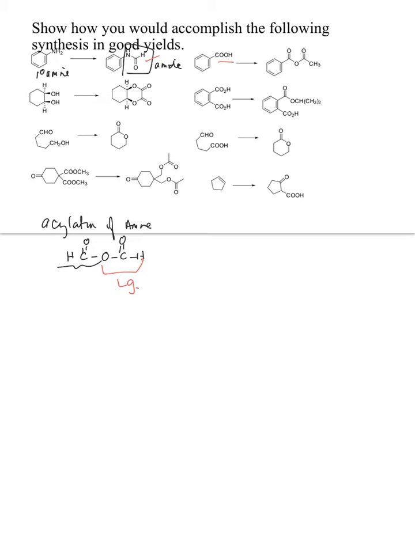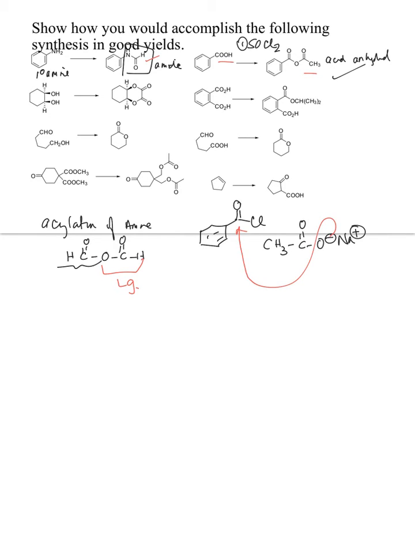Okay, the next one here, you're going from a carboxylic acid to an acid anhydride. This is an acid anhydride. So the first thing you do is just react it with thionyl chloride to make the acid chloride. And then you can react that with just maybe sodium acetate, and that would make your anhydride portion. This would end up being your leaving group, and you would add this group here.